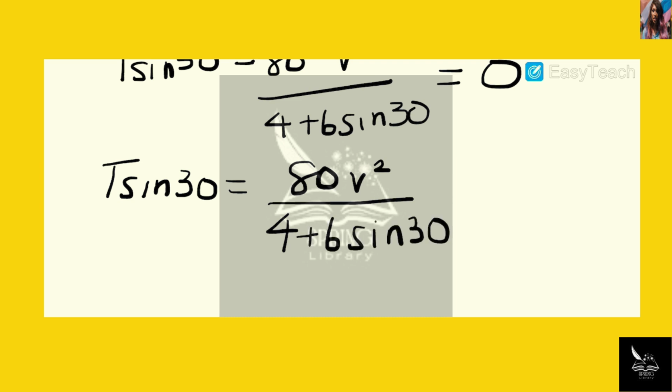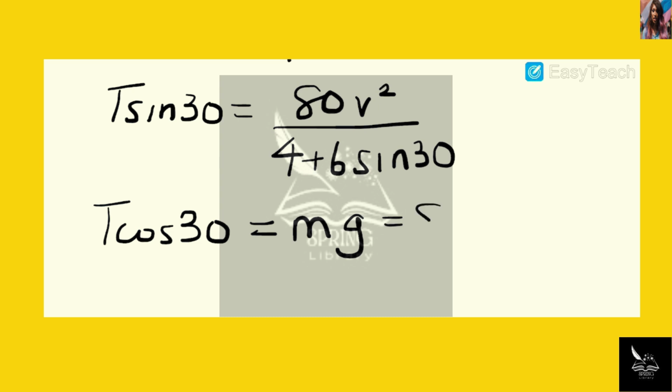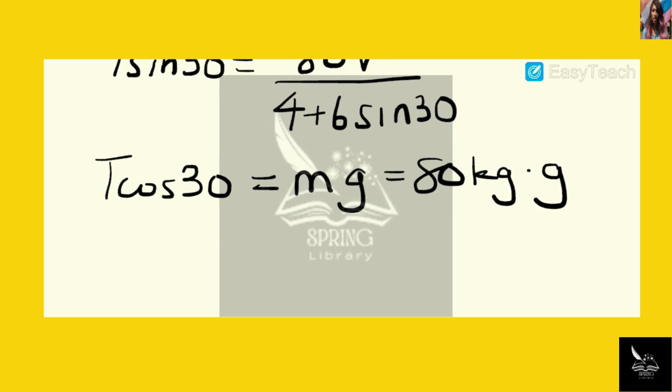Next, we can look in the vertical direction, and we see that T cos theta, which is the component of the tension in the vertical direction, is simply equal to the weight force. So that's going to be equal to mg. We know mass to be 80 kilograms, so it's 80 kg times g. What this does is this gives us the tension force, which is equal to 906.2 newtons.